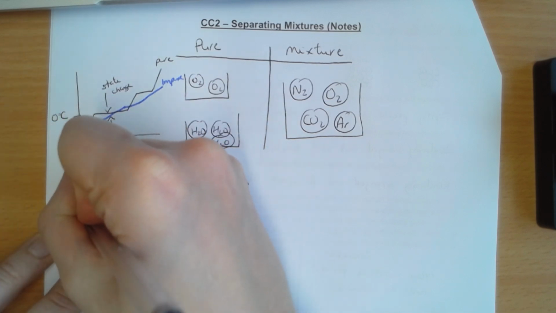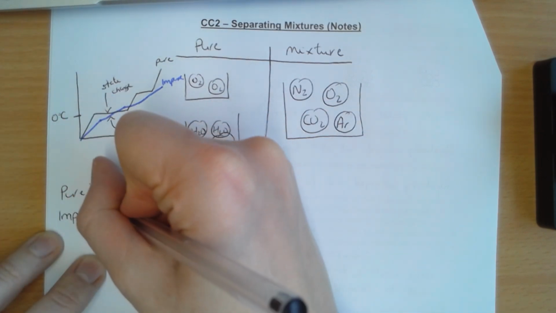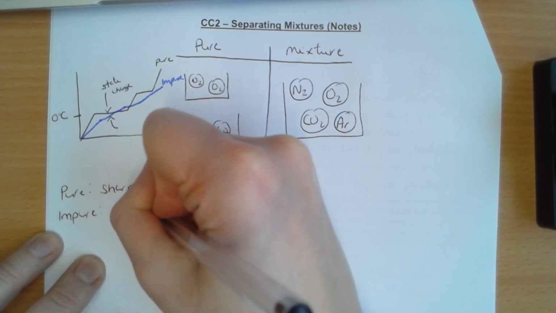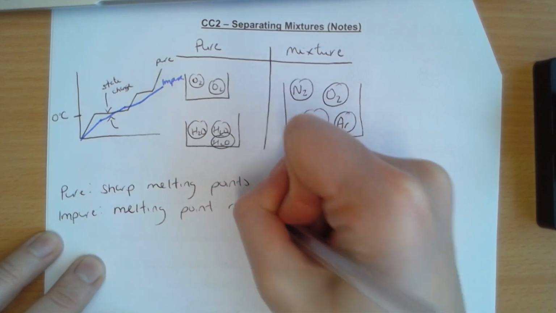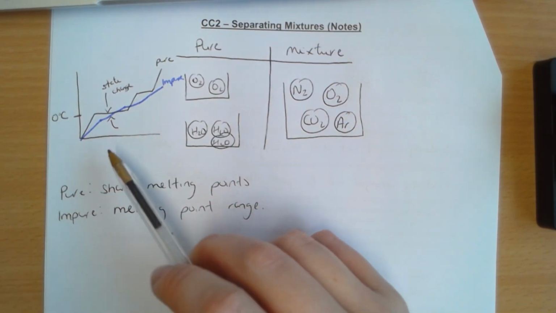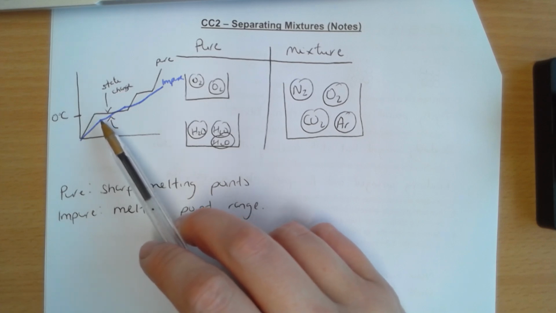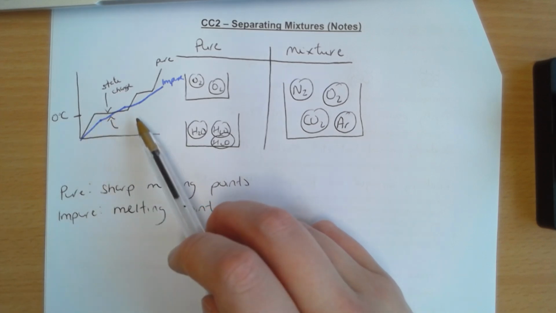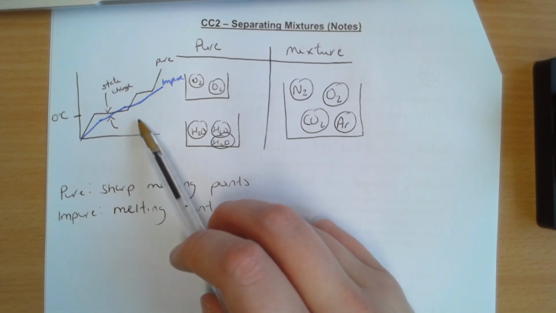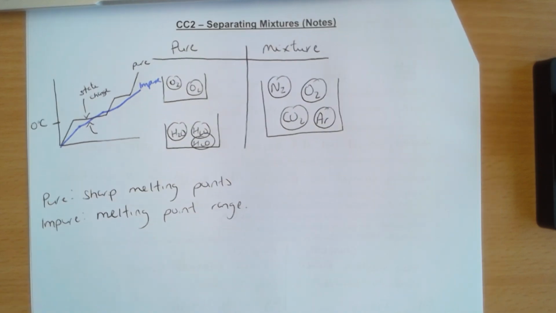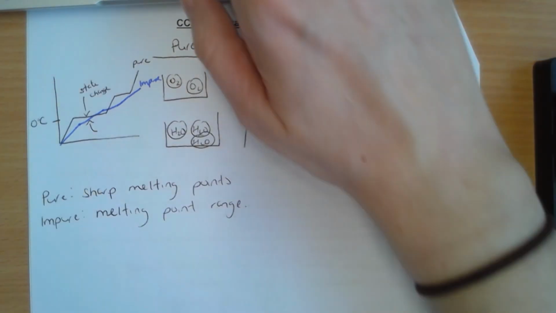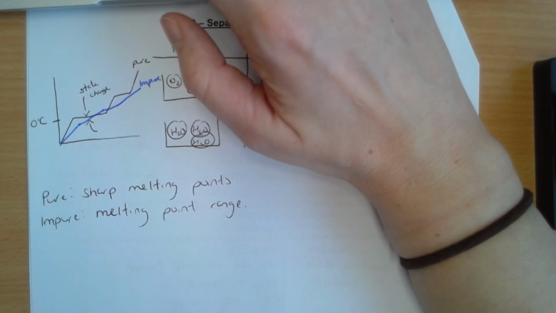An impure substance has a melting point range, and that means because it's impure, it might start to melt at 10 degrees Celsius, but it might not finish melting until 15 degrees Celsius because it's impure and there's more than one melting point involved. Alright, press pause, have a go at questions 1 and 2.